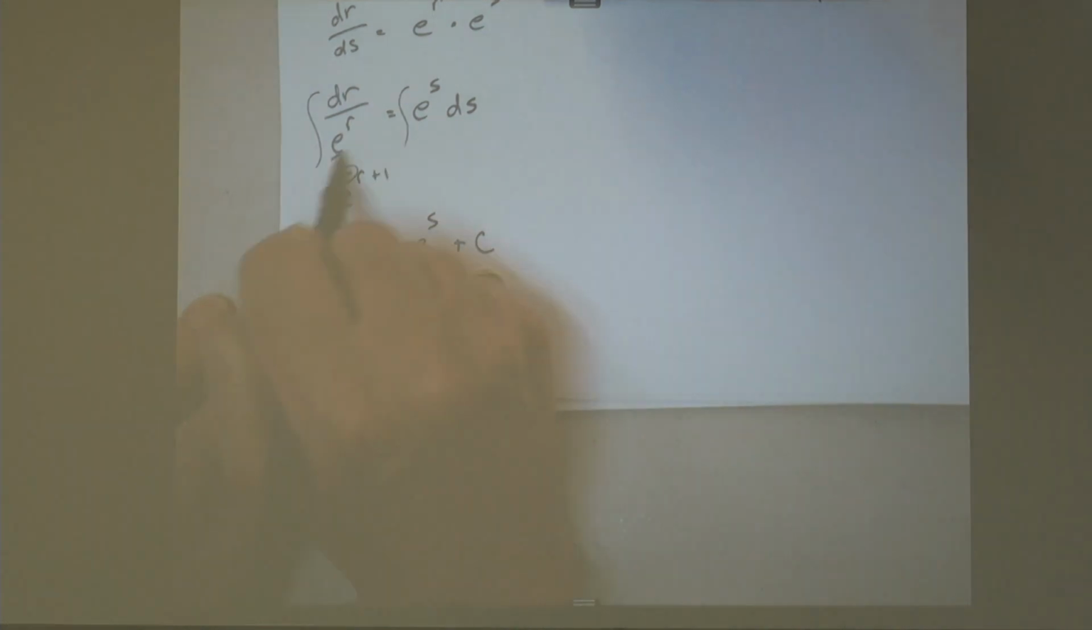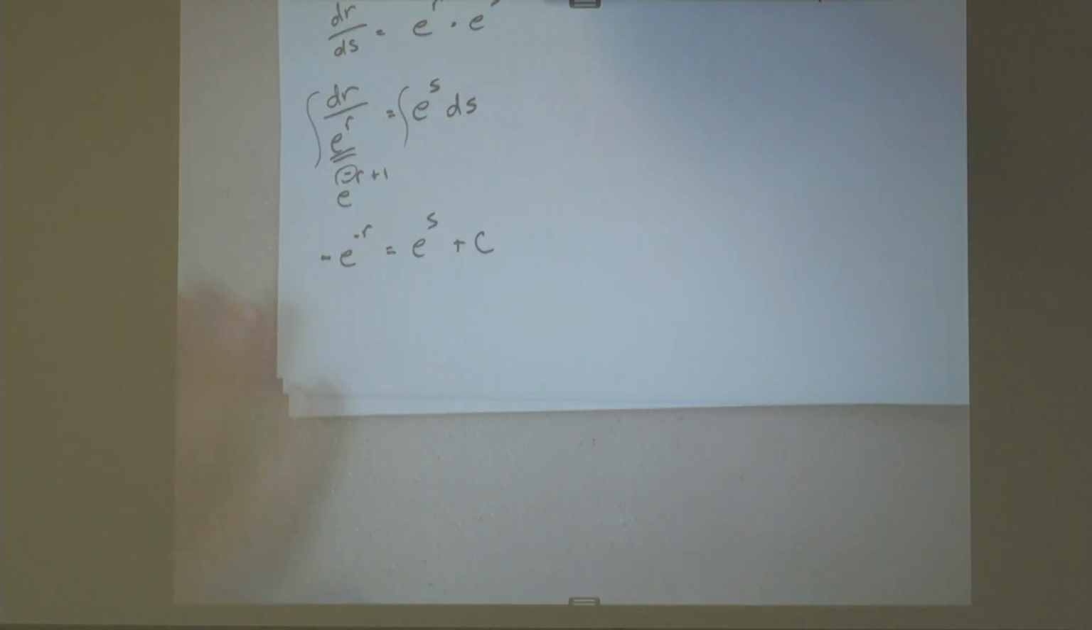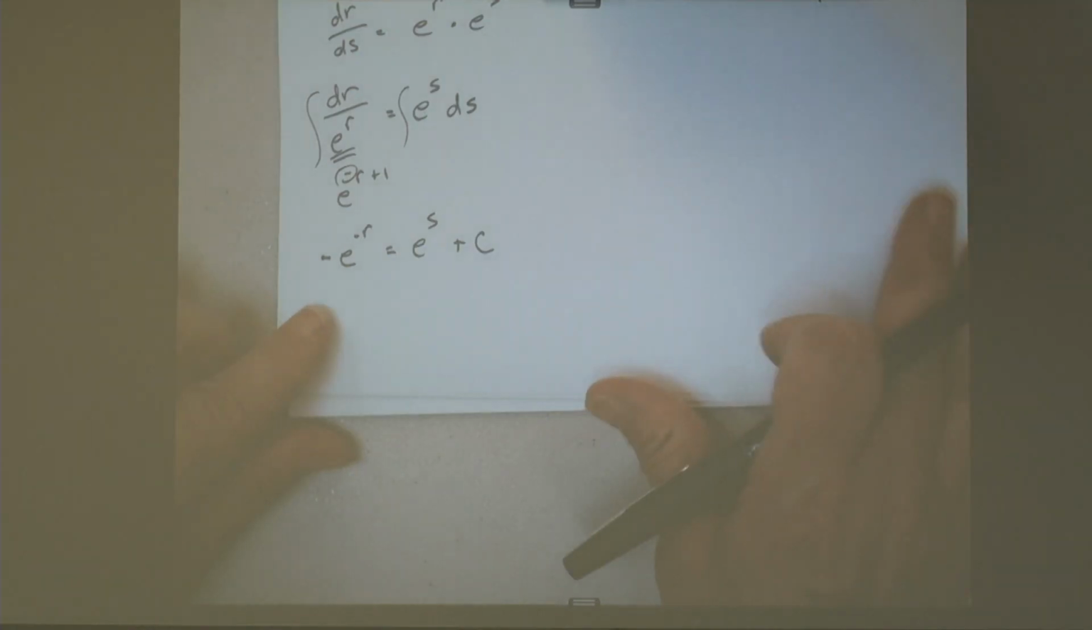Please be careful that you realize e is not a variable. I don't have e to the negative 1 power. I have e to the negative r power. And the antiderivative of e to the negative r is e to the negative r times the derivative of the negative r, which is negative 1. So be careful there. Don't look at e as a variable. E is a number.